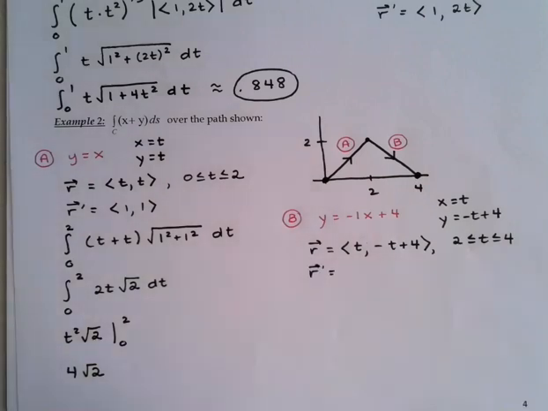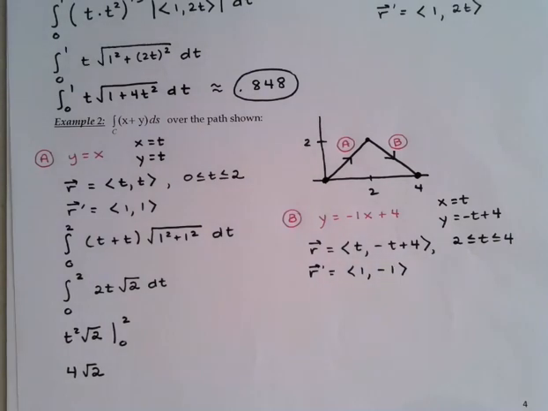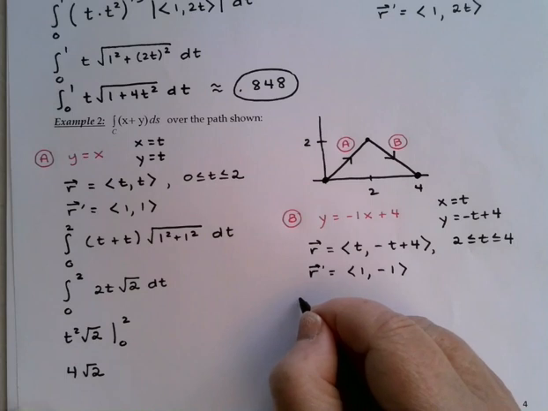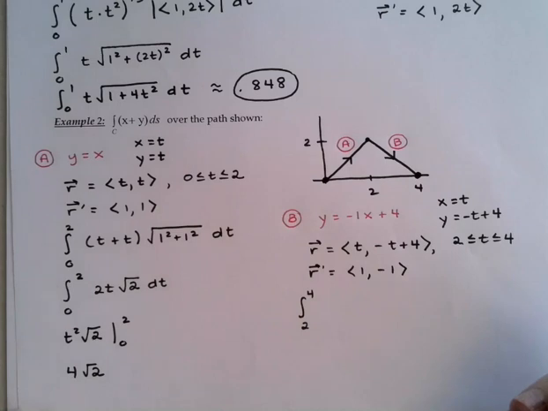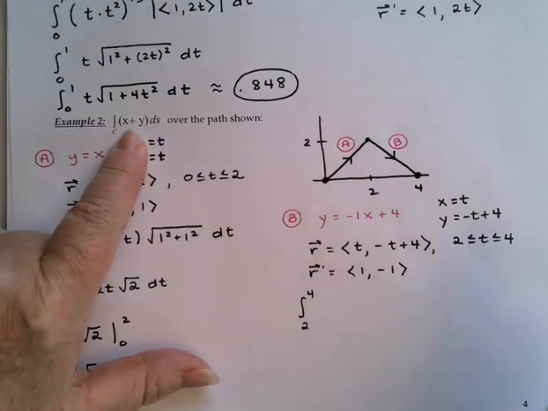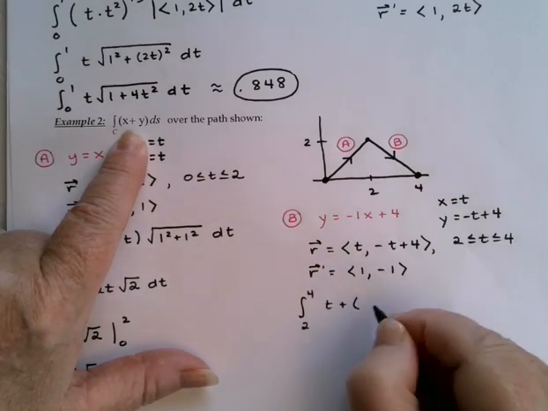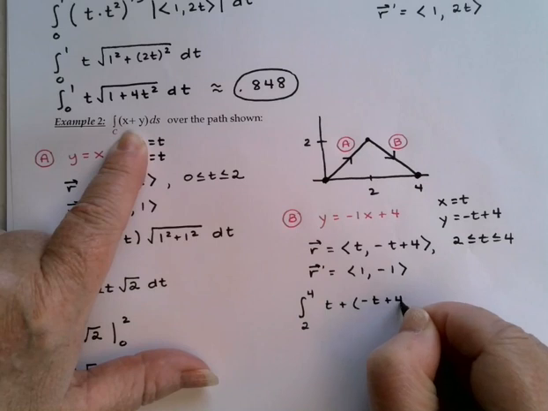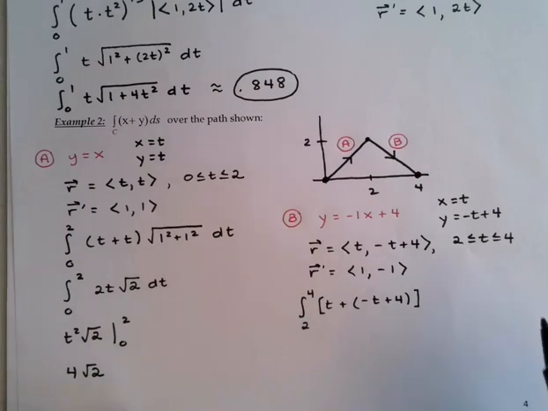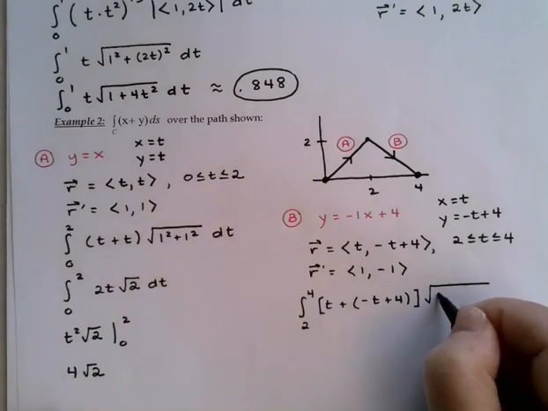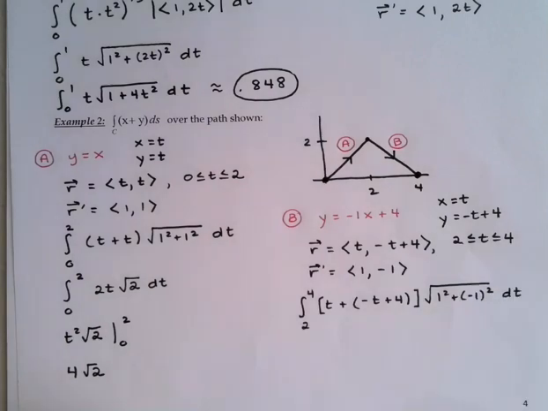I know I'm going to need r prime, so let's do that. That's going to be 1, -1. All right, so setting up my integral, 2 to 4. Again, the integrand is x plus y, which this time is t plus the opposite of t plus 4, times the magnitude of r prime, square root of 1 squared plus -1 squared, dt.